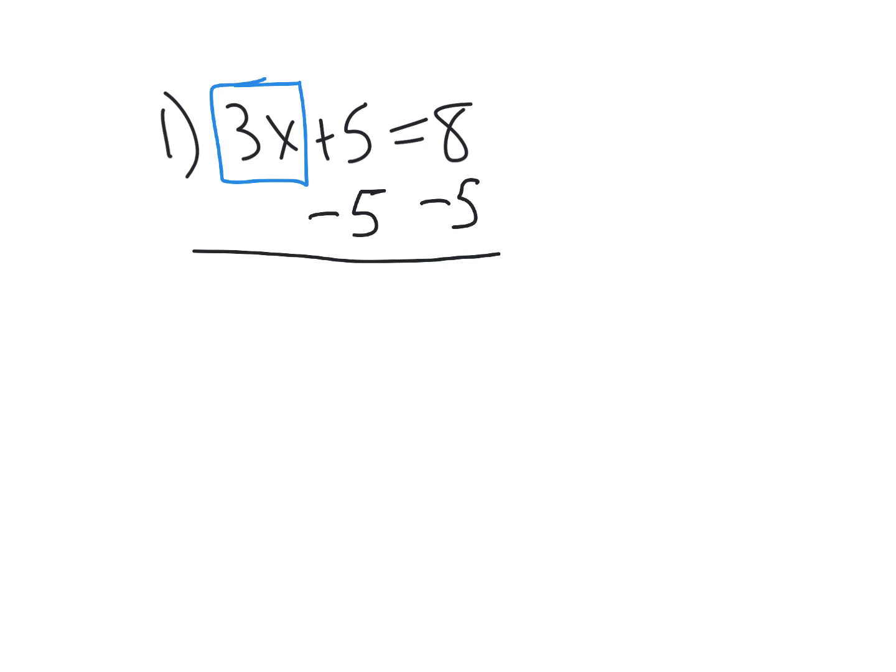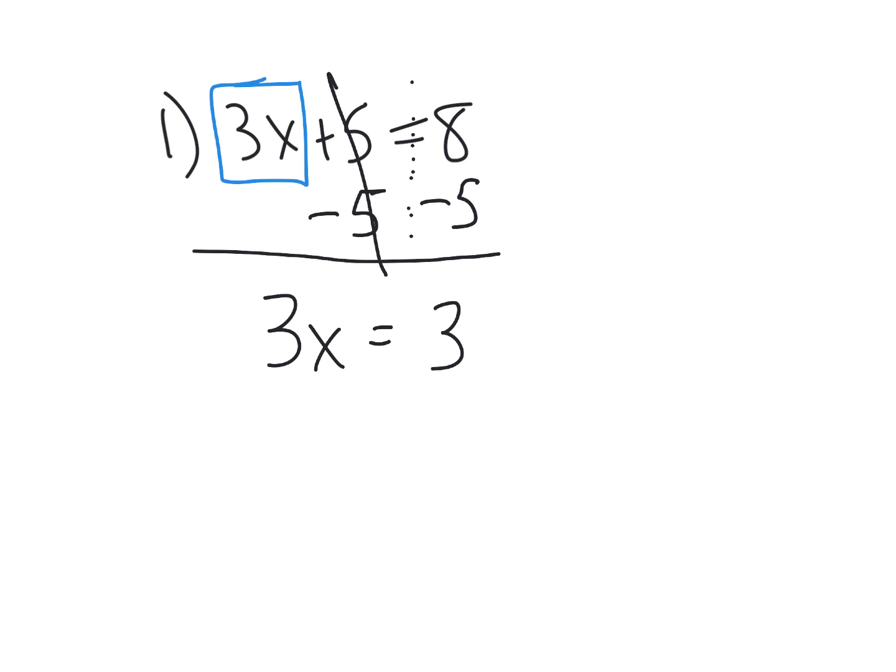So you can imagine, I don't know if you want to actually draw this on there, probably not, but imagine a dotted line, and you have to do the same thing on both sides of the dotted line to keep your equation balanced. So when we do that, 5 minus 5 is 0, so you can just cross those out. And then on the other side of the equation, 8 minus 5 is 3. So that's our first step.